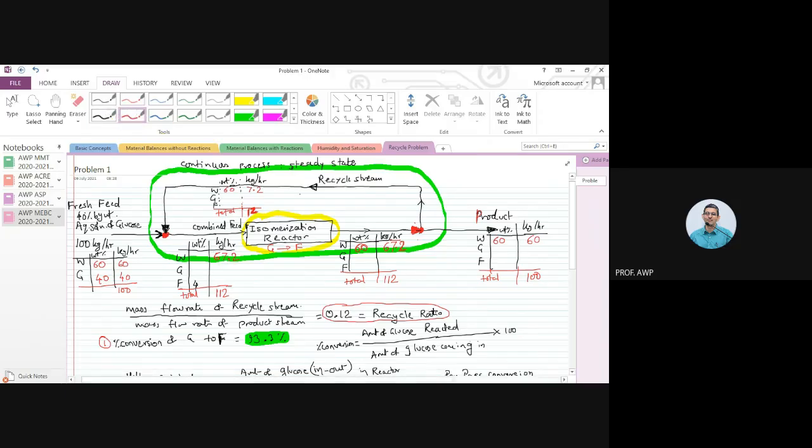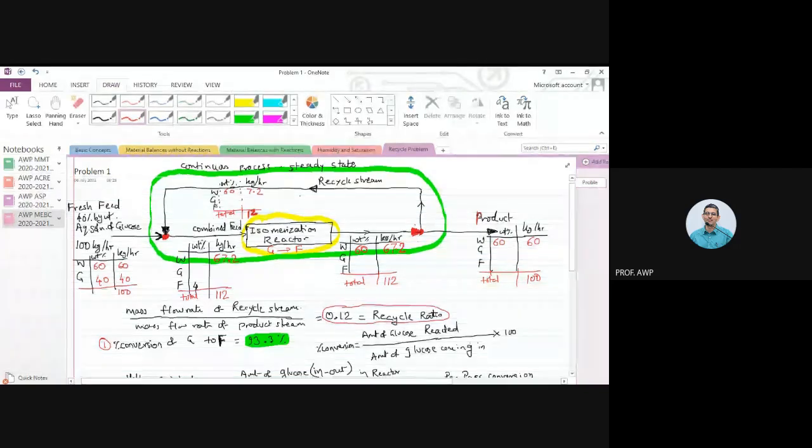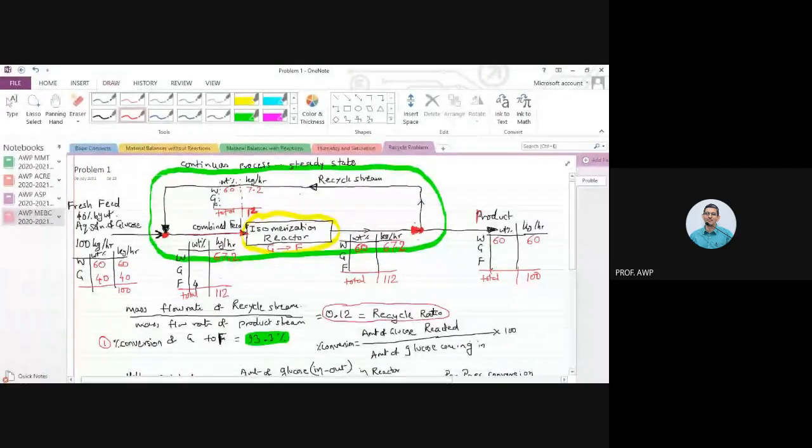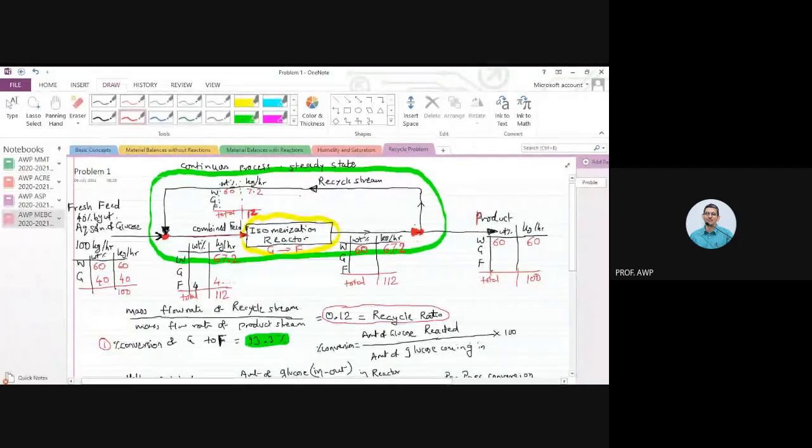Now look at this combined feed. It is 112 kg per hour total. 4% of that is fructose. So fructose in kg per hour must be 4% of 112. That means 112 multiplied by 0.04. So this fructose in the combined feed must be 4.48 kgs per hour.